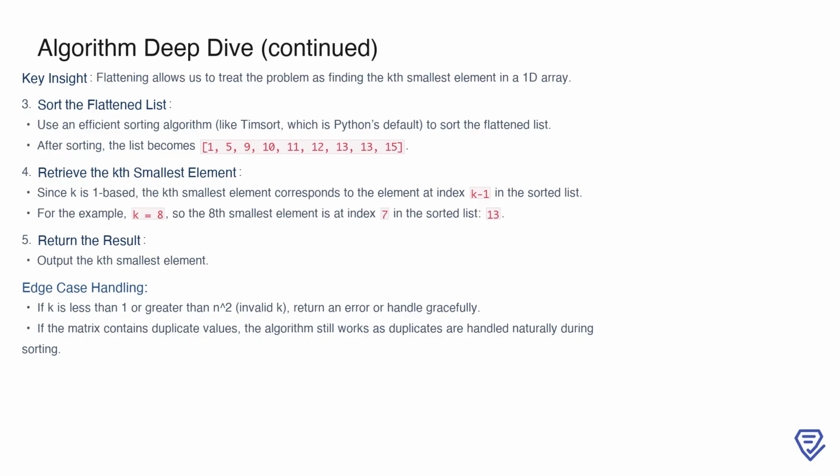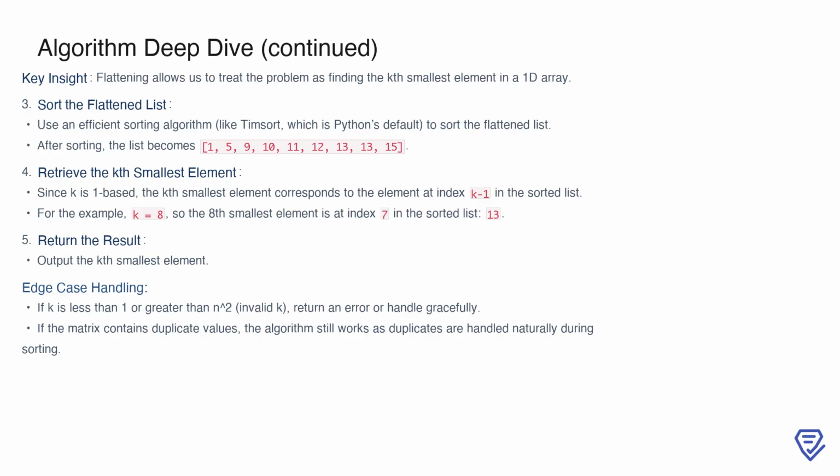Once the list is sorted, it becomes 1, 5, 9, 10, 11, 12, 13, 13, 15. With the elements now in ascending order, retrieving the kth smallest element is straightforward. Since k is 1-based, the kth smallest element corresponds to the element at index k-1 in the sorted list. For our example, where k equals 8, the 8th smallest element is at index 7, which is 13. Finally, we return this value as the result.